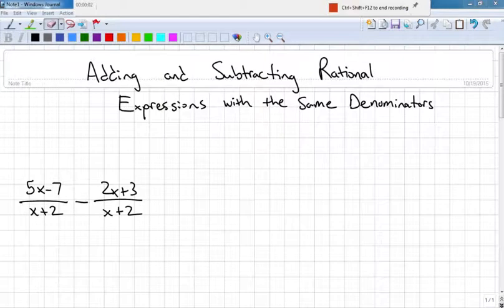In this video we're going to look at adding and subtracting rational expressions, and these will all have the same denominators. They're usually the easiest ones to start with. This first problem here gives us a chance to see the two most common mistakes students make when they're adding and subtracting rational expressions.